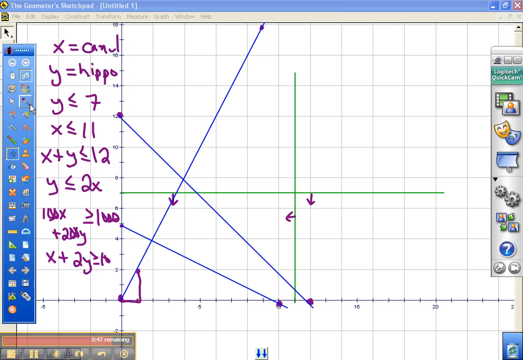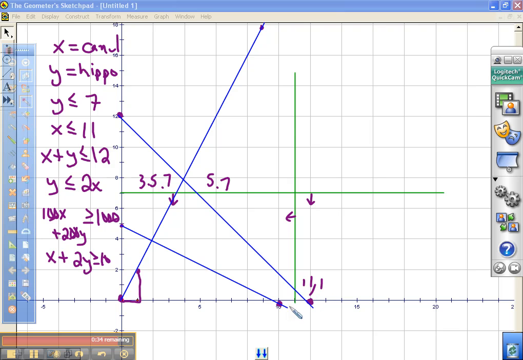Alright, almost out of time, but when we do these intercepts, we get this one to be 3.5 and 7. This one is 5 and 7. This one is 11 and 1, 11 and 0, 10 and 0, and 2 and 4.